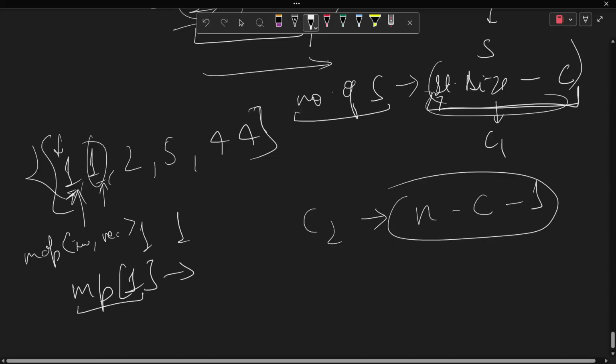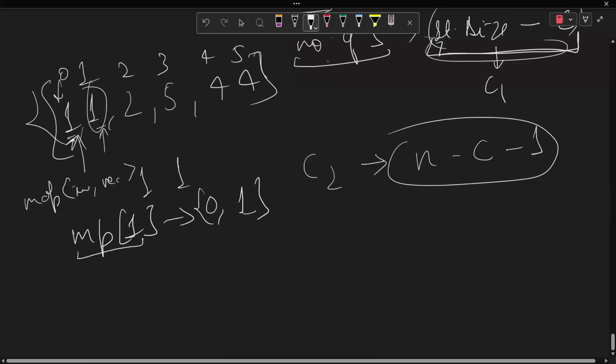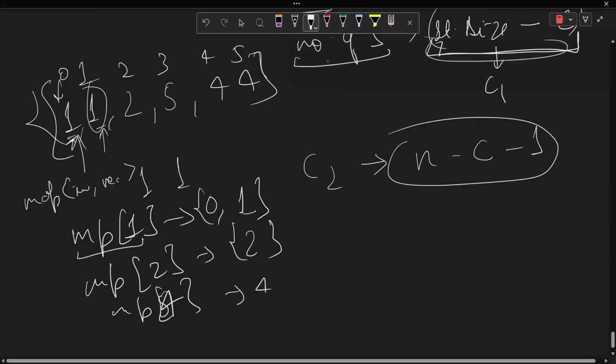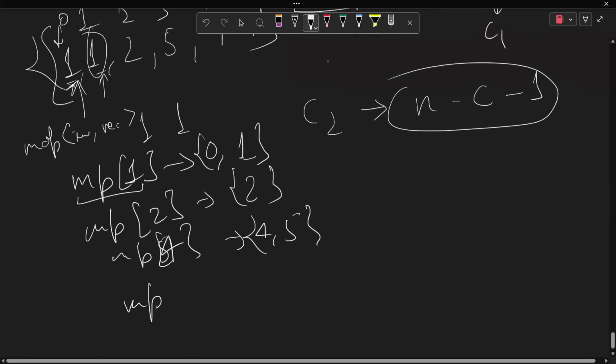So map of one will have a vector of indices where one occurs. So here it would have 0 comma 1. Okay, and then map of 2, the indices where 2 occurs, it is 2. Map of 4 and 5, it would be in sorted order. A map is, we are using a sorted map, so you also get the benefit that you can iterate through this map in sorted order. Okay.